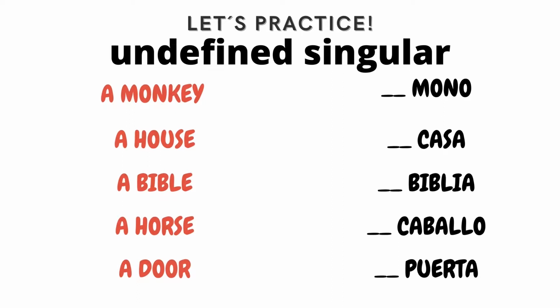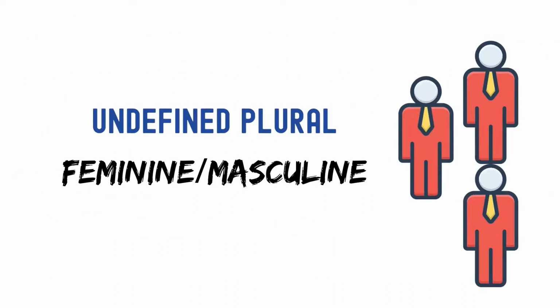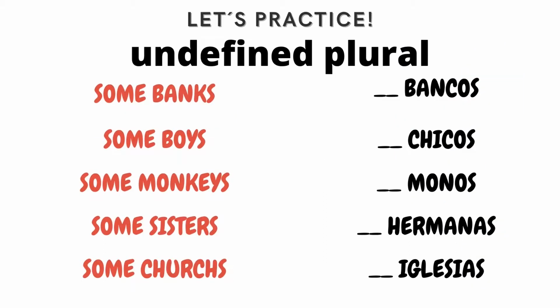What about the undefined in plural, in feminine and masculine? So let's go. Some banks, unos bancos. Some boys, unos chicos. Some monkeys, unos monos. Some sisters, unas hermanas. And some churches, unas iglesias. If you see, the difference is the letter S at the end, just to classify by singular or plural.